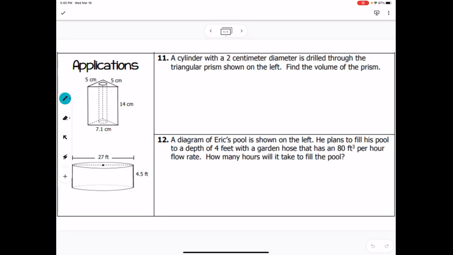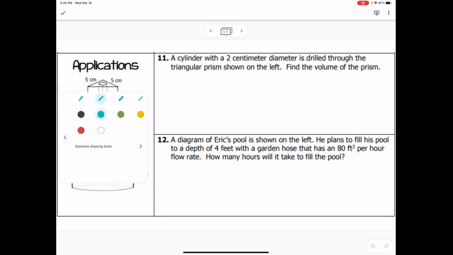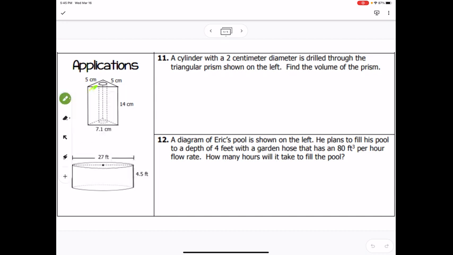Okay, and last we have some applications. This may be what is going to apply more to our PBL, which is an application as well. So I have a cylinder with a 2 centimeter diameter is drilled through the triangular prism shown on the left. Find the volume of the prism. So it's almost like our shaded area problem, except for now I have shaded volume. So I'm finding this triangular prism, but I'm not going to include that little cylinder hole in the middle.